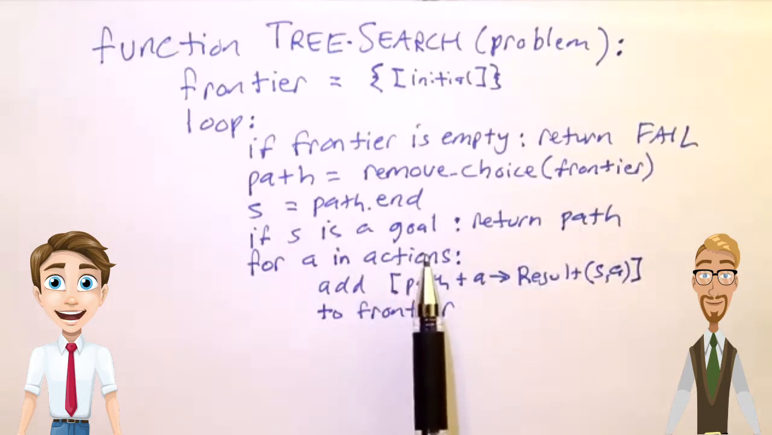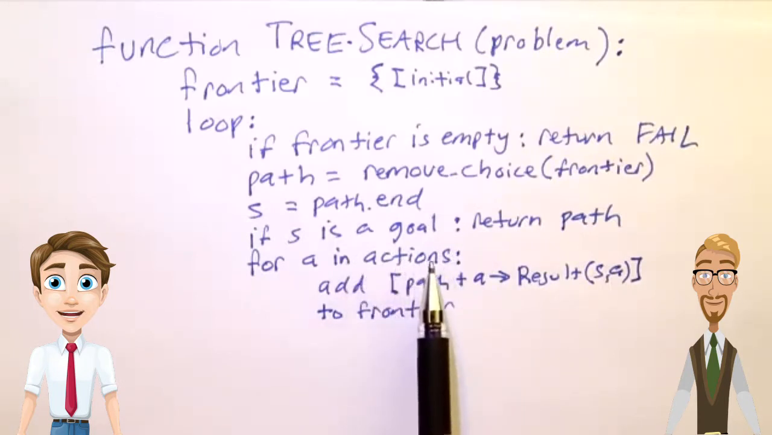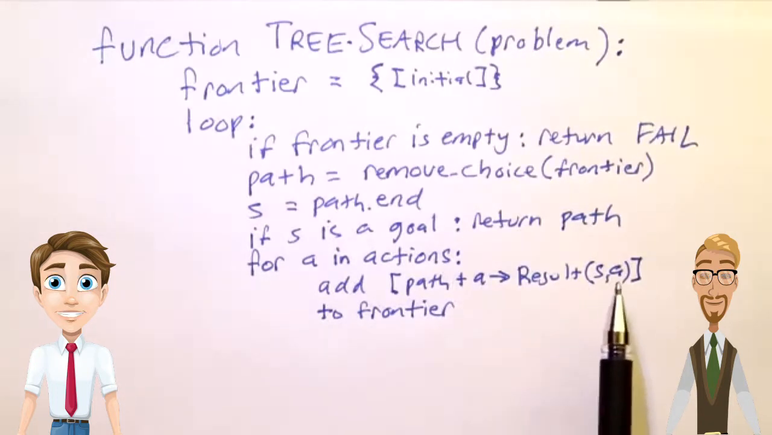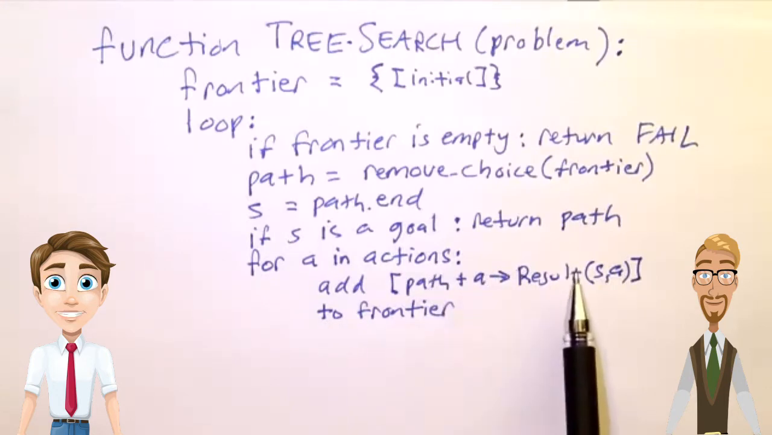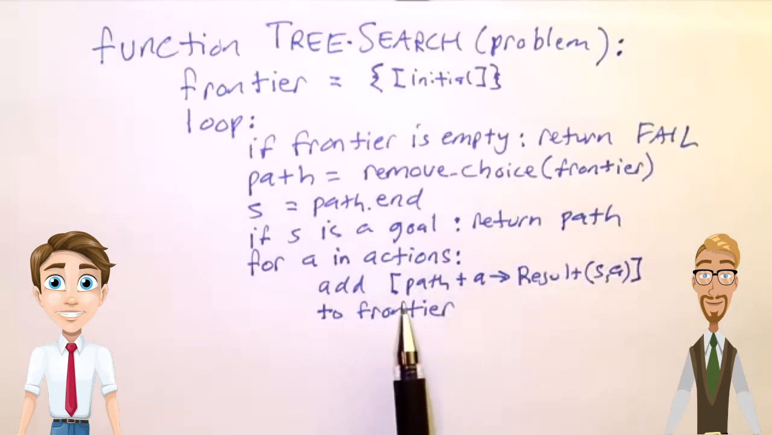Otherwise, we do what's called expanding that path. We look at all the actions from that state, and we add to the path the actions and the result of that state. So we get a new path that has the old path, the action, and the result of that action, and we stick all of those paths back onto the frontier.